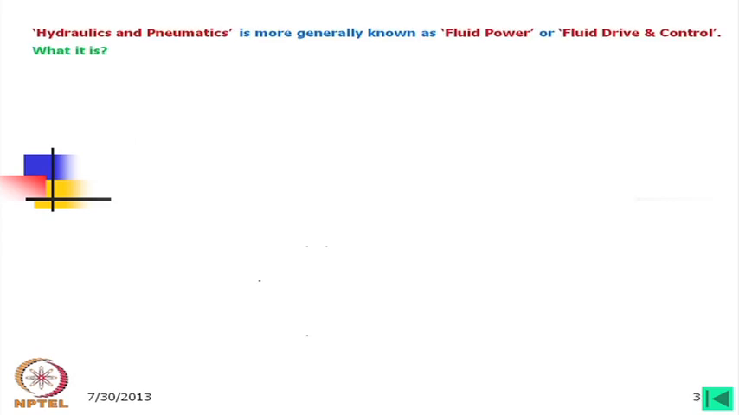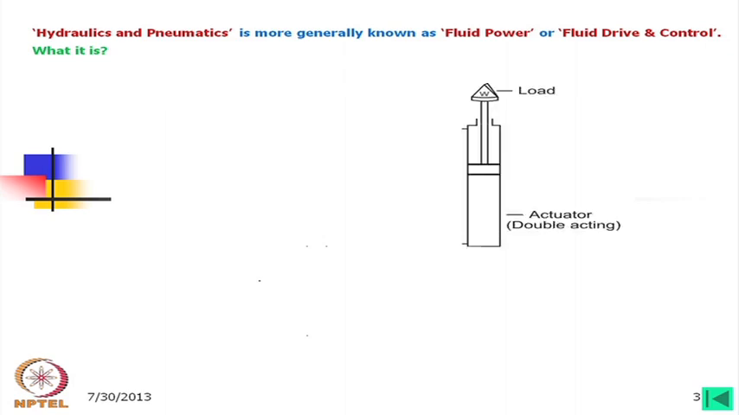Hydraulics and pneumatics is more generally known as fluid power or fluid drive and control, but let us know what it is. Consider a load which is to be lifted to a height. There are many other mechanical means, but we can think of an actuator which is a piston cylinder. We can put it vertically, and on the piston end we can put the load, which can be lifted by lifting the piston through fluids.